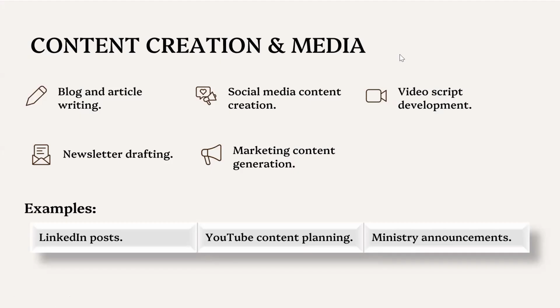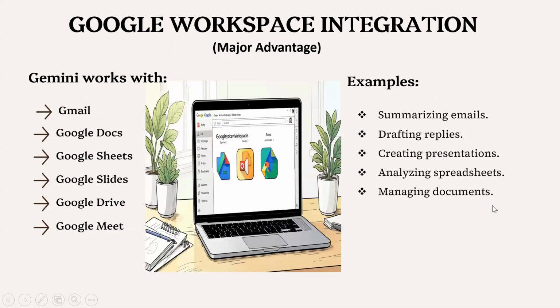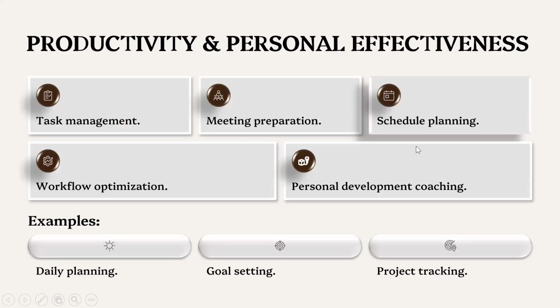For content creation, we have blog and article writing, social media content creation, video script development, newsletter drafting, marketing content generation, LinkedIn posts, those are examples, YouTube content planning. Then Google Workspace integration. Gemini works with Gmail. I mentioned it earlier. See the major advantage. It works with Google Documents, Google Sheets, Google Slides, Google Drive, Google Meet. Examples: summarizing emails, drafting replies, creating presentations, analyzing spreadsheets, managing documents.